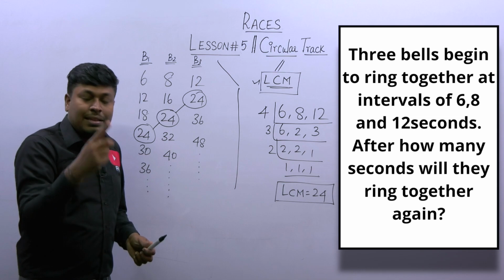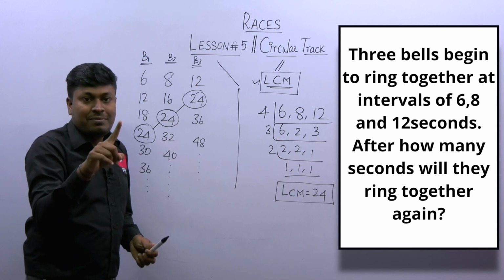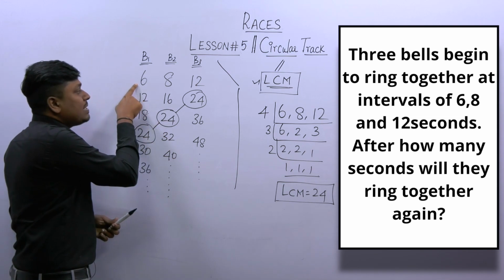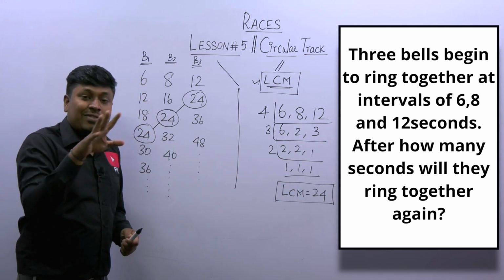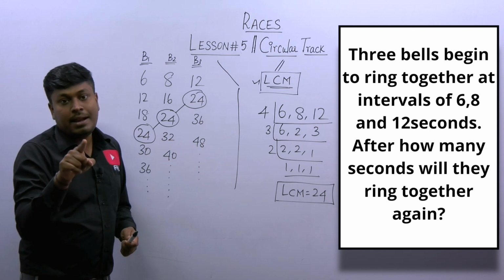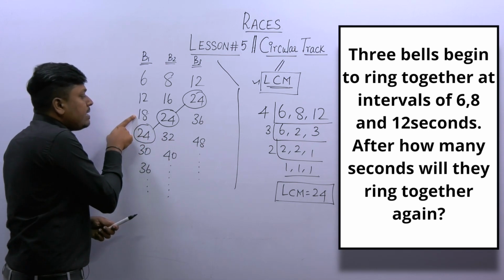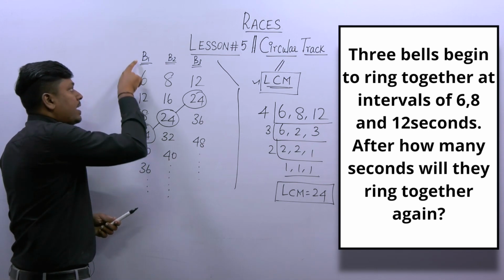Understood what they are saying? There are three bells. The first bell will ring at a time interval of 6 seconds. So the first bell will ring at 6 seconds, and after 6 seconds, at 12 seconds, it will ring another time. Similarly, at 18 seconds bell number 1, 24 seconds bell number 1.